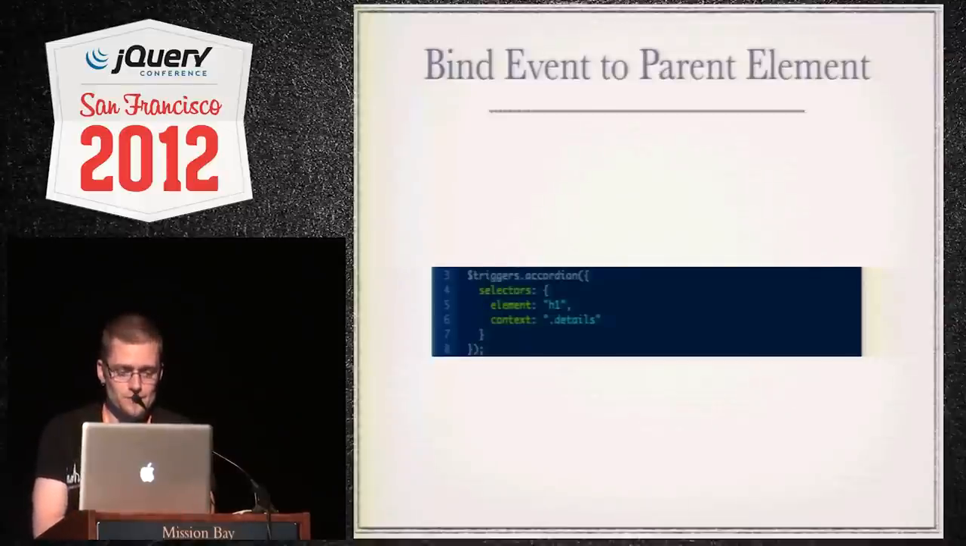Then we're going to bind the event to the parent element. These are our options that we've created in order to do that. So we've got the element that it's going to trigger the click event on within the context of the details container.